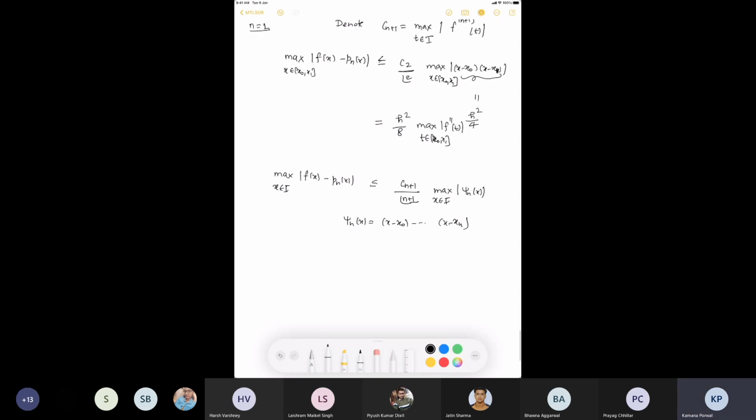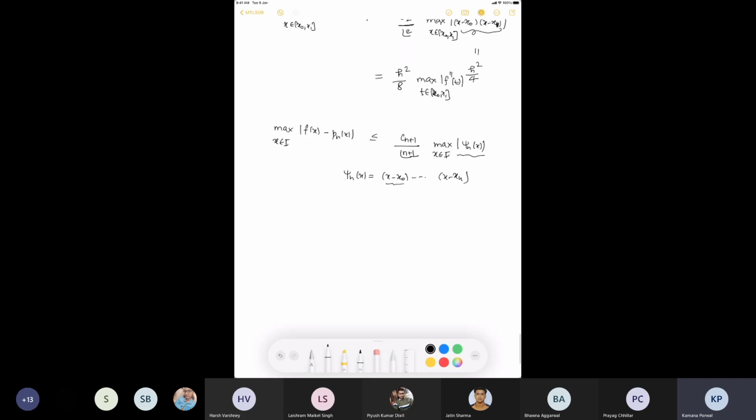Okay, and since we are assuming that all the points xi are equally spaced, note that, of course you can try to find the exact absolute value, but I'm happy with the upper bound. Each of the terms will be less than or equal to h, right? So we will have h raised to the power n plus 1 as an upper bound. So the maximum of this will be less than or equal to some constant times h raised to the power n plus 1. That constant I'm taking here.